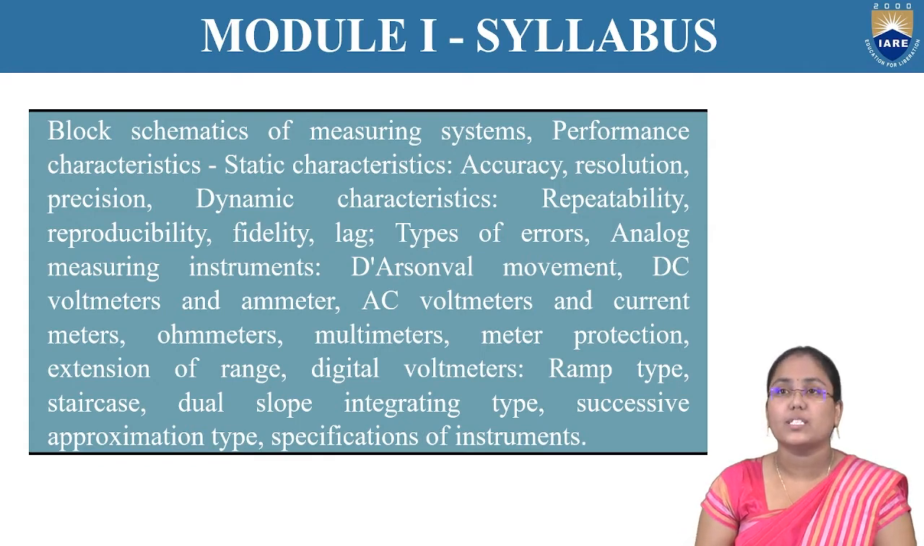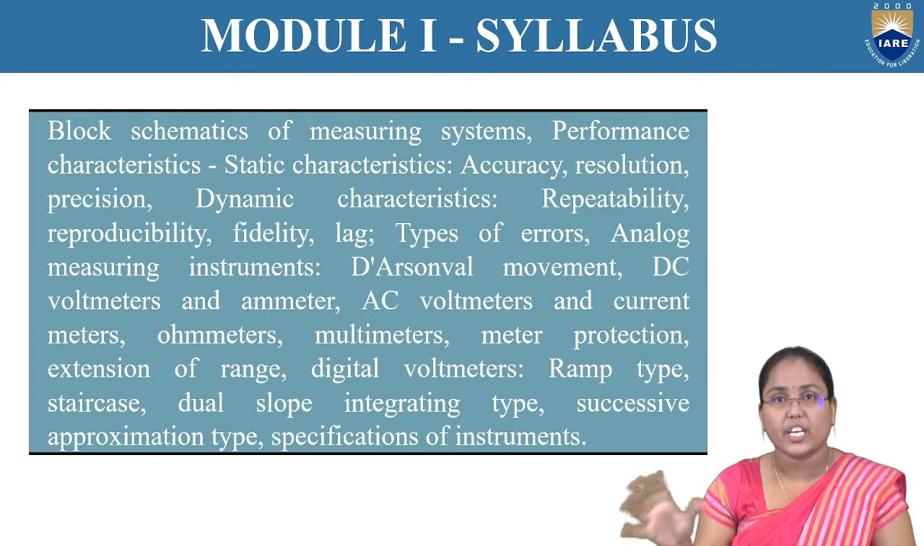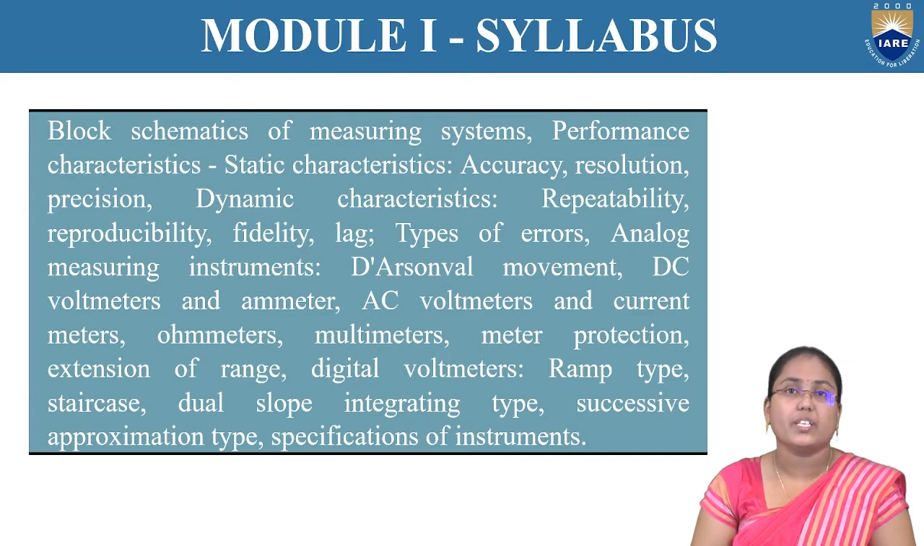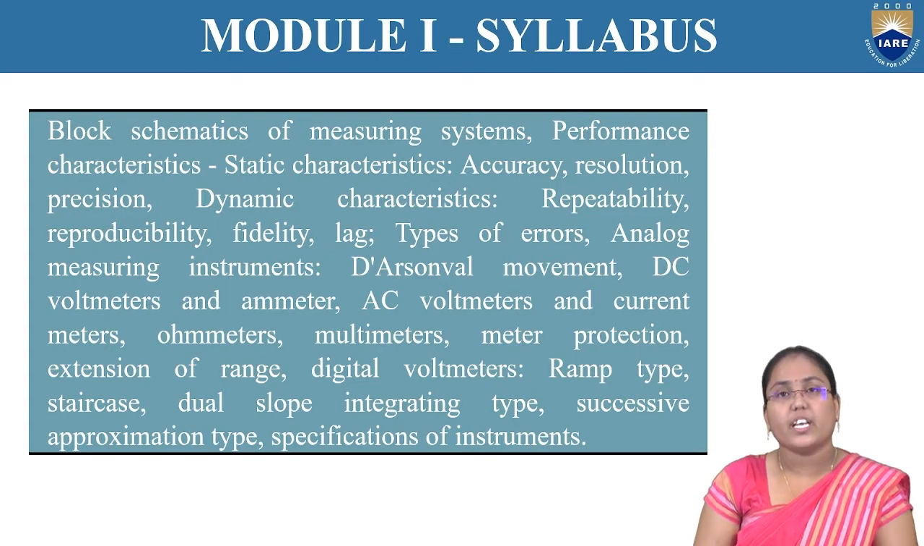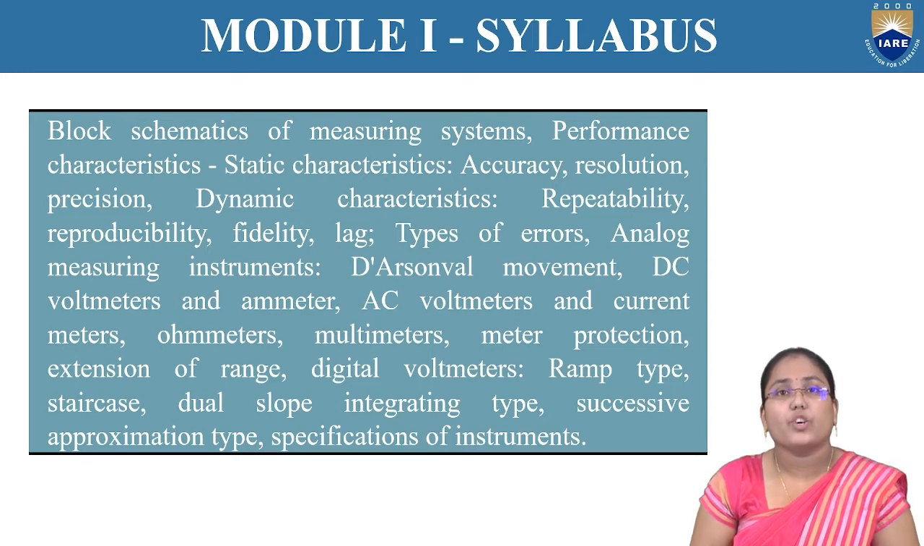Next we'll be discussing DC voltmeters and ammeters, then AC voltmeters and current meters, ohm meters, multimeters, and how meter protection is handled, and extension of ranges, that is multi-range DC ohm meter, DC ammeters, multi-range DC voltmeters, and multi-range AC voltmeters as well as multi-range AC ammeters. And finally, we'll be discussing different types of digital voltmeters.